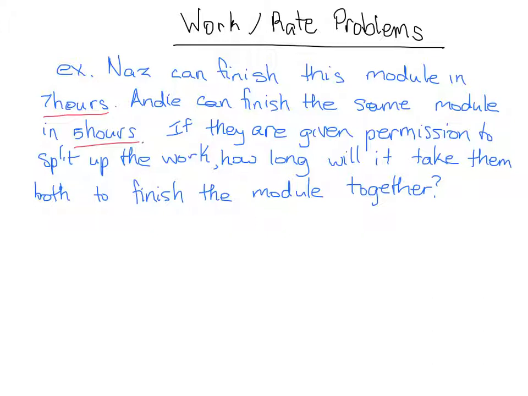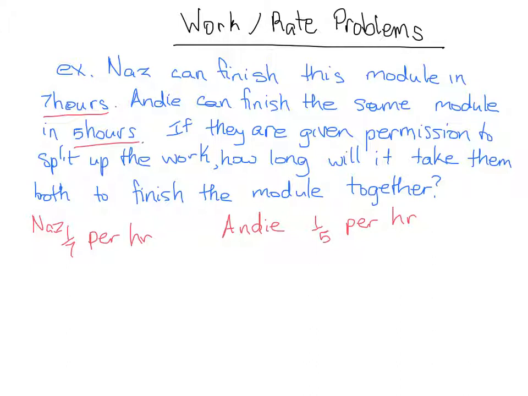We also know, well, if it's taking Naz 7 hours to finish a module, then her rate is the reciprocal of that, meaning she's finishing 1/7 of a module per hour. So we know that she's finishing 1/7 per hour. And that is our first person here, Naz. And in the same way, Andy is taking 5 hours to finish a module, so her rate is 1/5 module per hour. And that rate is always going to be the reciprocal of what we're given.